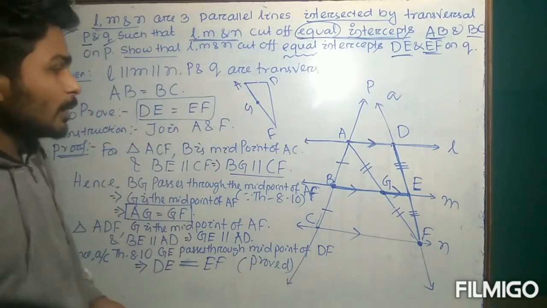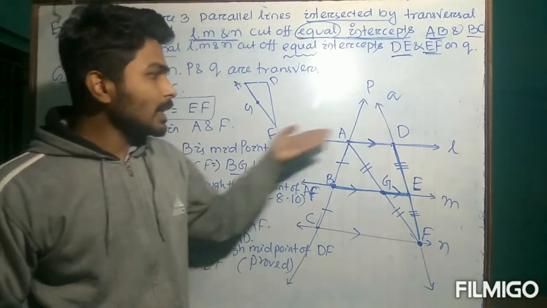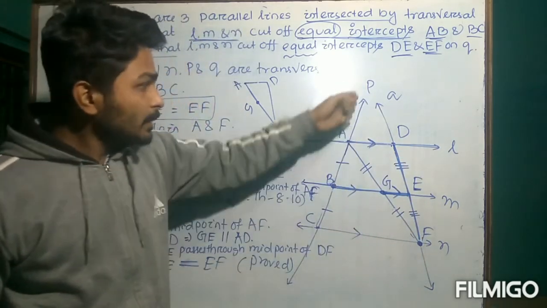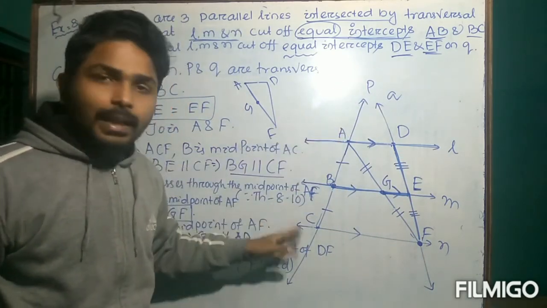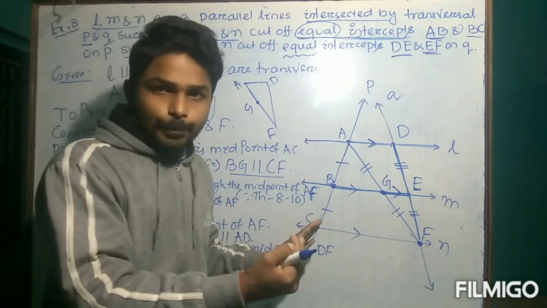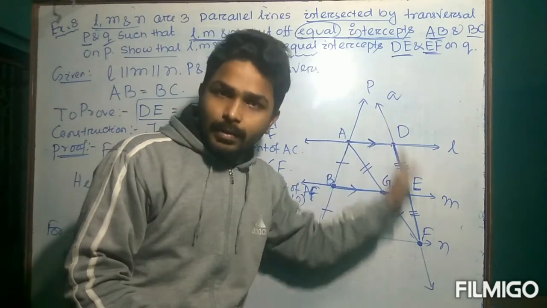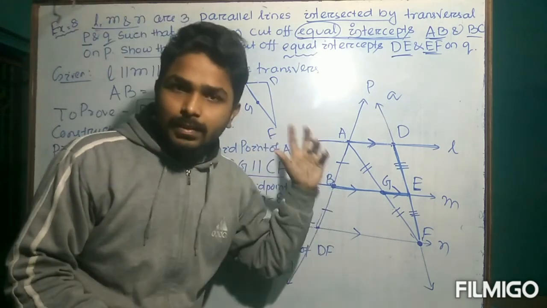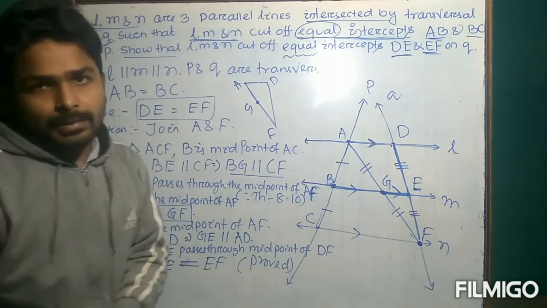It is proved. So you also have to remember this: whenever there are three parallel lines and two transversal lines, if the intercepts of one transversal line are equal, then definitely the intercepts of the other transversal line must be equal. Okay, this is the trick, or you can say this is the concept you have to keep in mind.